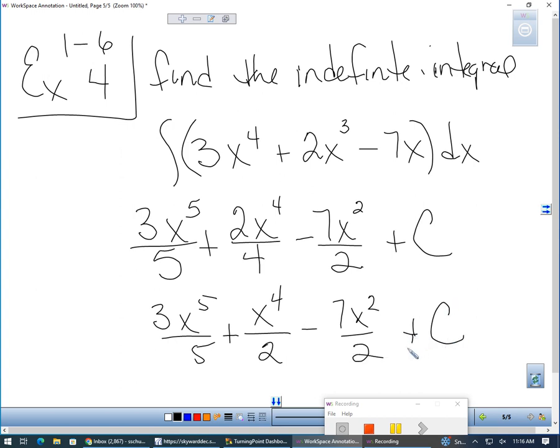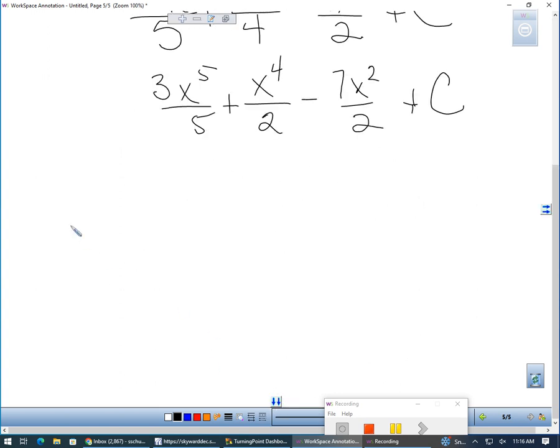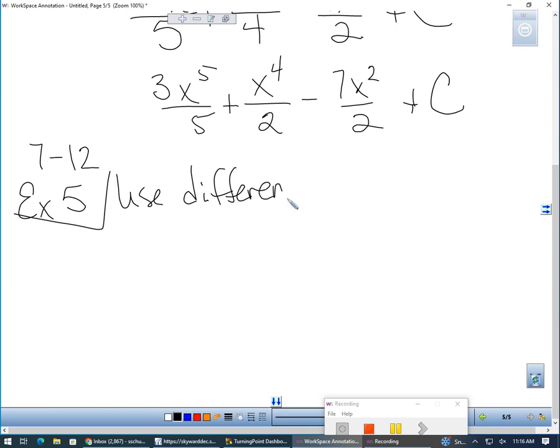So the first 1 through 6 is what we did before. Example number 5. This is going to be your 7 through 12. No. Good try, but no. All right. We'll use differentiation to verify.